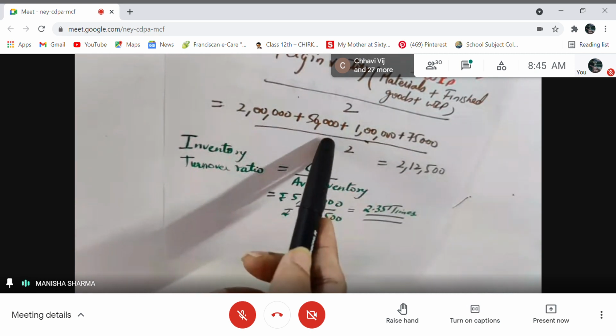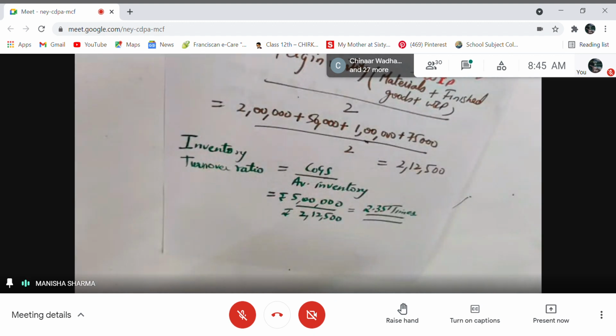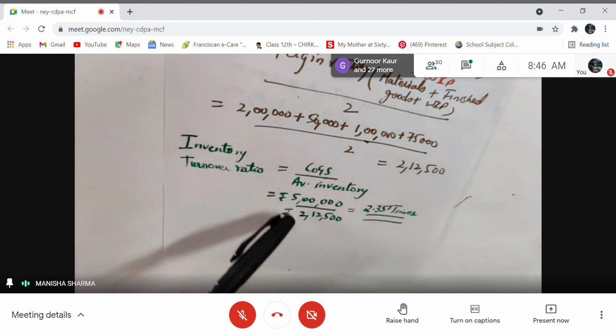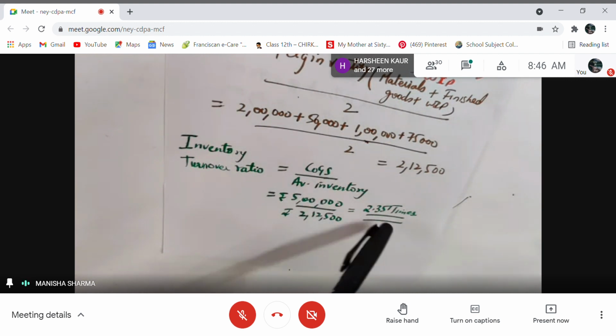So 2 lakh plus 50,000 plus 1 lakh plus 75,000 divided by 2, average inventory is coming out to be 2 lakh 12,500. Now for the inventory turnover ratio, COGS we calculated was 5 lakh. Average inventory is 2 lakh 12,500. So if I divide, I get the answer 2.35 times, right?